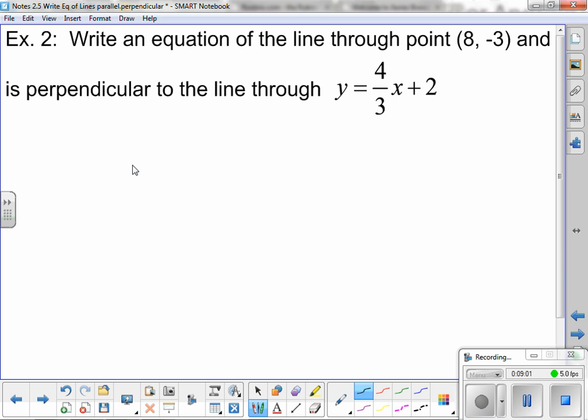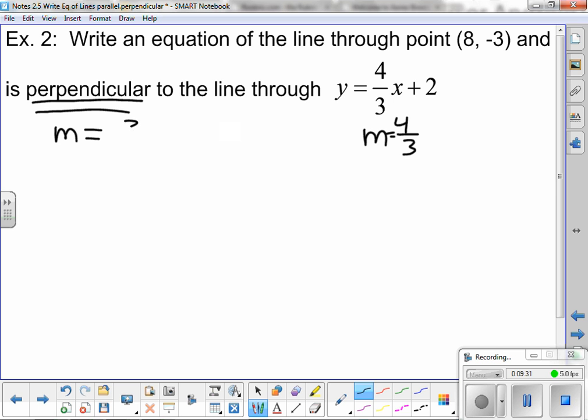Okay, next one. Write an equation of a line through 8, negative 3, so our equation has to go through this point, and it's perpendicular to their line. This is their line. Their slope is 4 over 3. Now keep in mind, I don't know if that's my slope until I figure out what they want. They want it perpendicular, so I'm not going to use 4 over 3 again because that would be parallel.